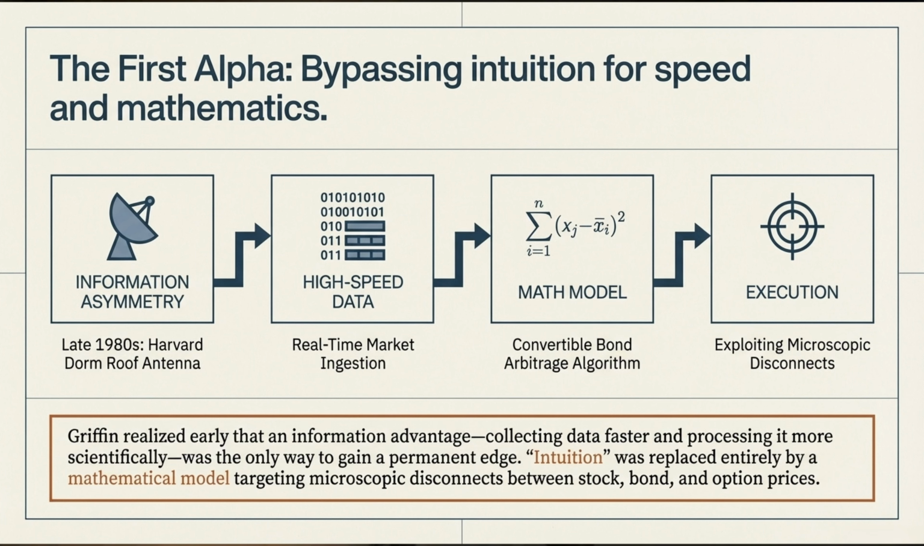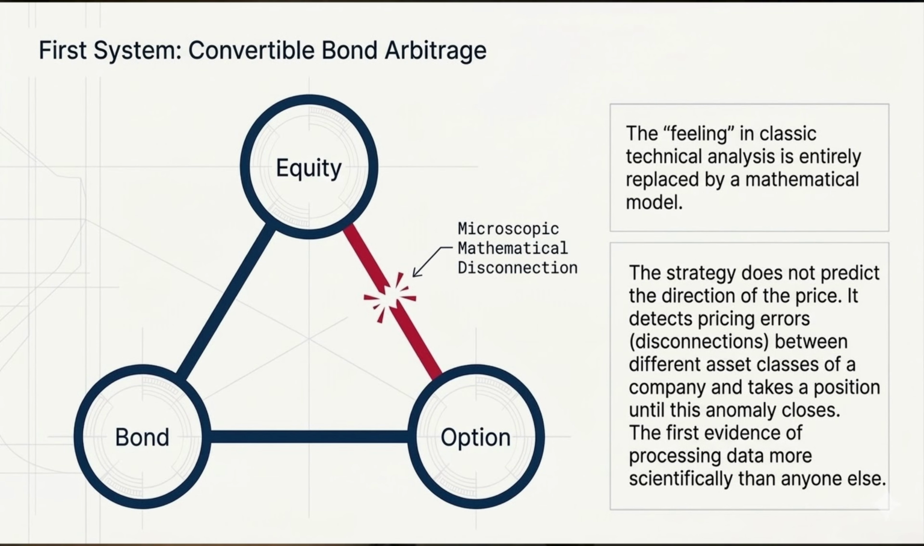Griffin's first major success, convertible bond arbitrage, is actually the purest and most mathematical form of technical analysis. This strategy aims to capture microscopic mathematical disconnects between a company's stock price and the prices of that company's bonds and options. Here, the intuition, based on chart interpretation in classic technical analysis, is replaced entirely by a mathematical model. Even in those early years, Griffin understood that the way to gain a permanent advantage in the markets was to process data faster and more scientifically than anyone else.